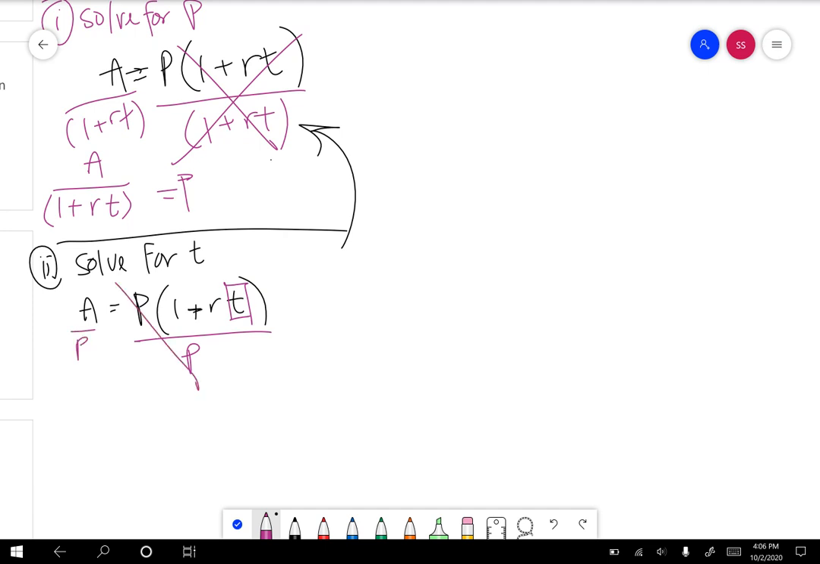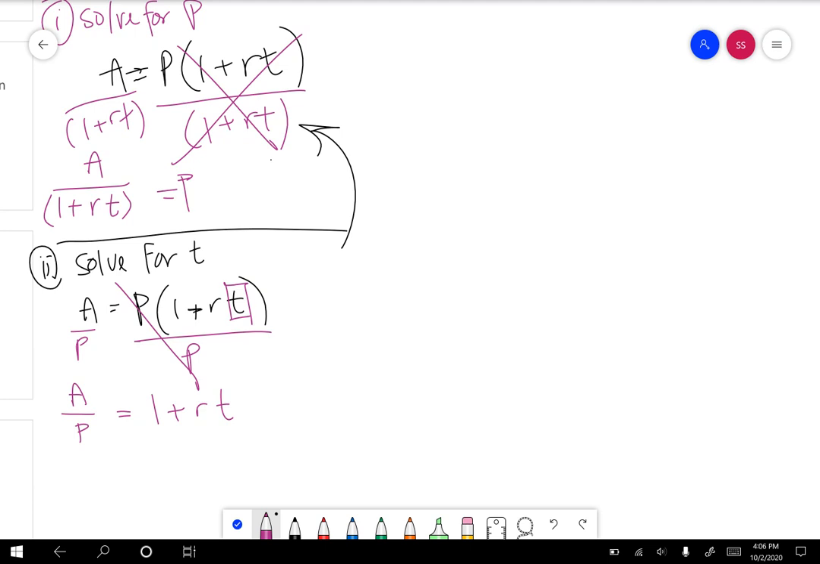So the P's will cancel out there, which means we can get rid of our parentheses on this side. And now we can get rid of the 1 and the R. Whereas before, they were in that lovely force field where you can't do anything to them until those parentheses are gone. But now the force field has been taken down and we can get rid of 1 and R.